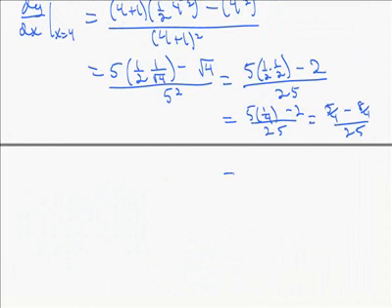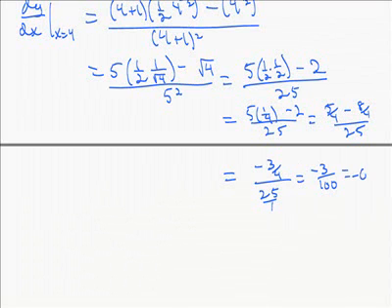And so we get negative 3 fourths over 25, or negative 3 over 100. If we flip the 25 over, 1 over 25, 4 times 25 is 100. So our slope is, if you like, negative 0.03. That's the slope of the line tangent.